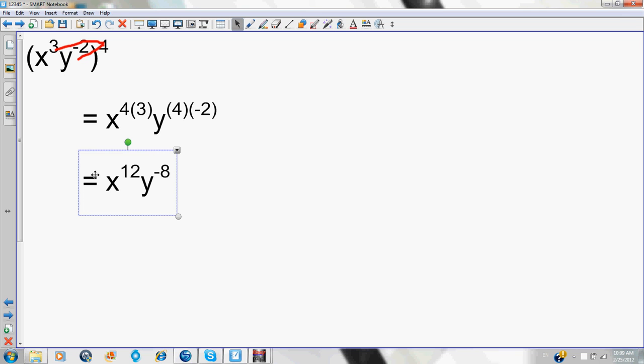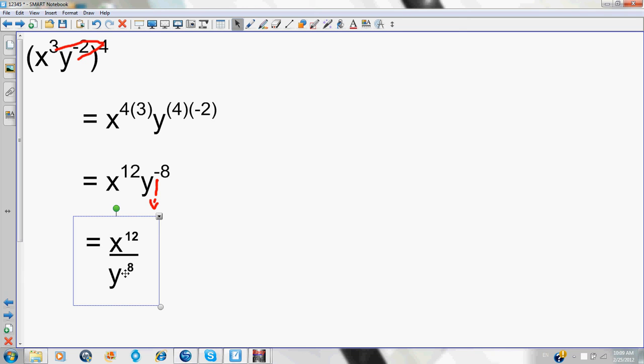We want to have positive exponents. And what does a negative exponent tell you to do? A negative exponent tells you to move the power to the other side of the divisor line. In this case, the y to the negative 8 is in the numerator. So to make it positive, you'll move it to the denominator. So this will change from x to the 12th, y to the negative 8, to x to the 12th over y to the 8. Because when we move the y to the negative 8 to the denominator, it becomes positive.